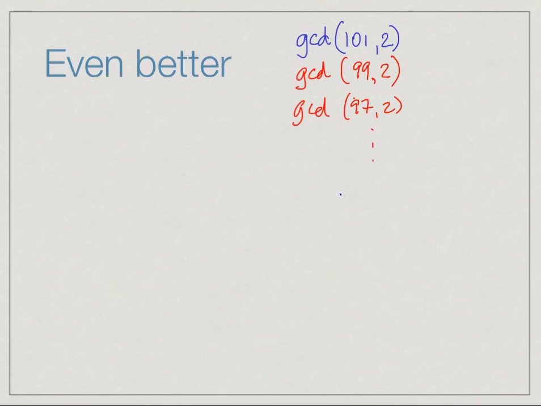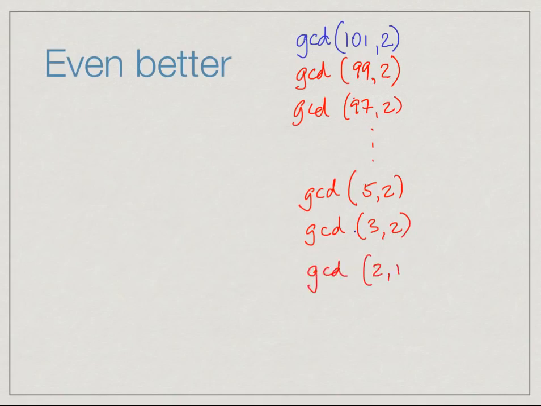So we'll keep doing this about 50 steps, and then eventually we will come down to GCD of 5 and 2, and then GCD of 3 and 2. And now when we compute the difference, we'll get GCD of 2 and 1. So now the difference will become smaller. And then at this point, we will report that the answer is 1. So it actually takes us about 50 steps in order to do GCD of 101 and 2.